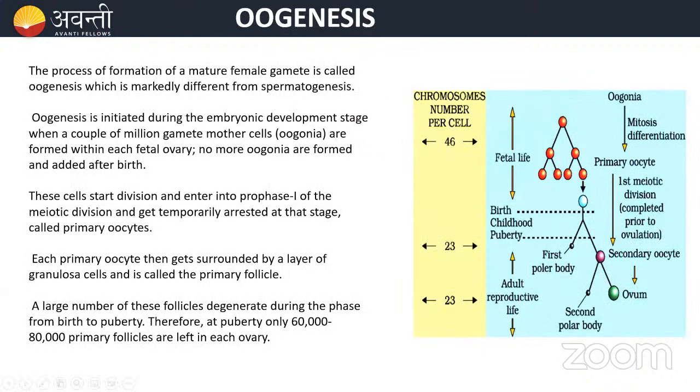Next, we are going to discuss oogenesis. In the male, spermatogenesis occurs at puberty when there is a significant increase in the level of the gonadotrophin hormone. But in the female, oogenesis is initiated during the embryonic development stage. During the embryonic stage, millions of oogonia are formed within each ovary, and no more oogonia are added after birth.